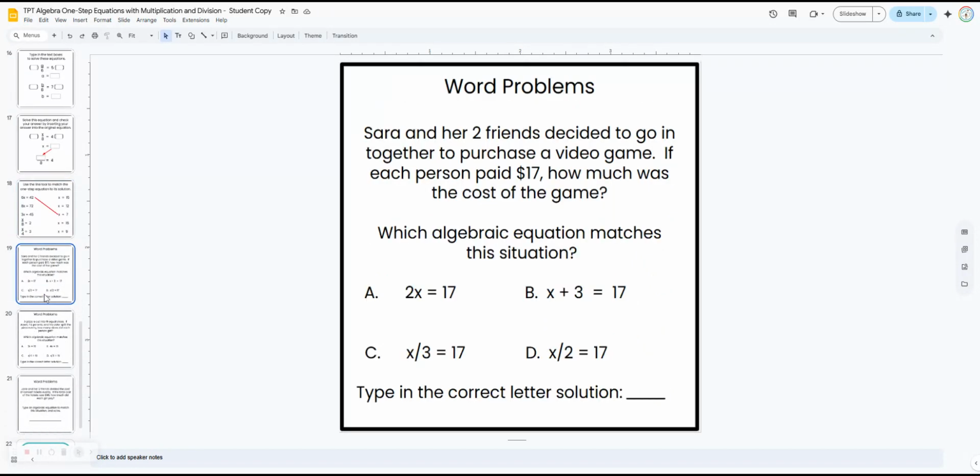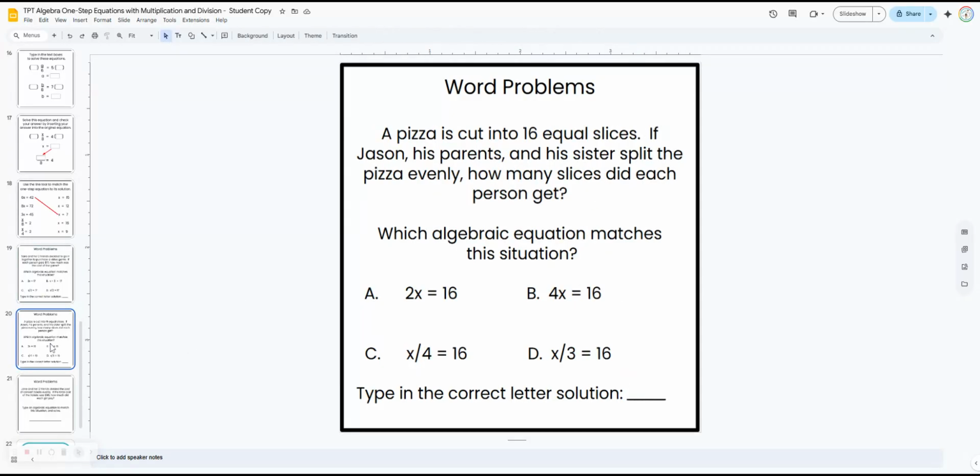And then we've got word problems here at the end. The first 2 word problems they're given a multiple choice. So they have to decide which of these equations matches their word problem, and then type in the answer here. Same thing on the next slide.